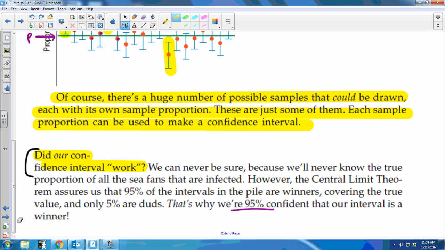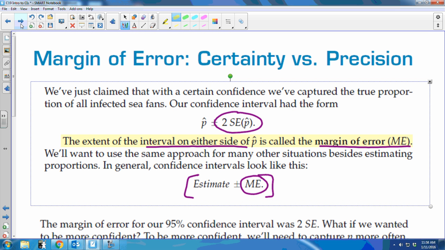Then one more vocabulary piece. When you do plus or minus that standard error part, we call that the margin of error. That's the interval on either side of p hat. So when you do plus or minus however many standard errors we're going to go, we call that the margin of error. Tomorrow I'm going to give you a formula for figuring out the margin of error, because again, you don't have to be 95% confident. So I'm going to give you a formula so you can say whatever you want, however confident you want to be.